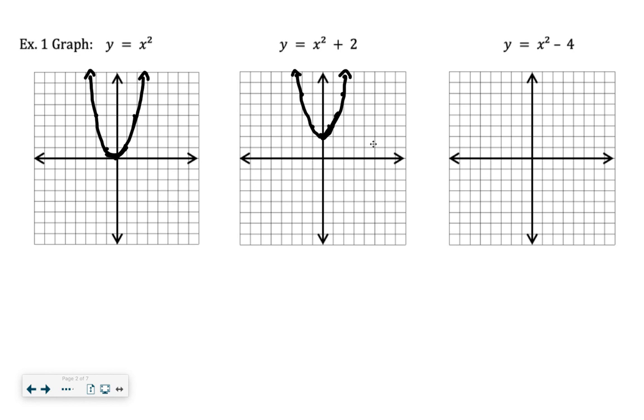Okay. Then, if I want to have a vertical shift down, same idea. All I'm doing is taking my vertex and going down 4 units, and then every other coordinate point would be shifted down 4 spots. And so we would end up with something like this.